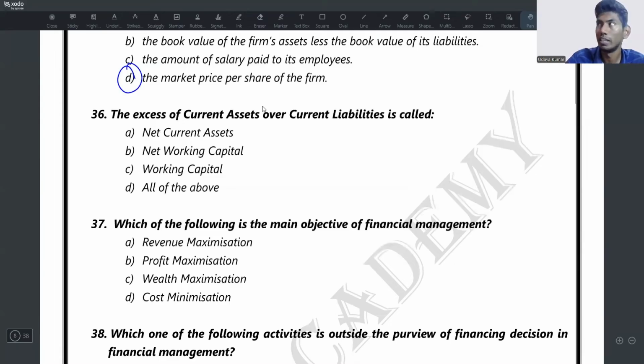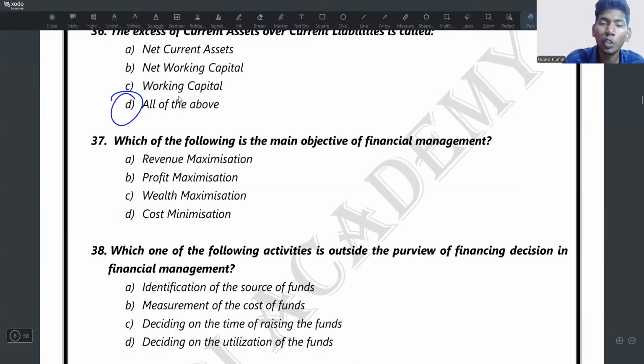What would you say? Net current assets? Or should it be net working capital? Or working capital, all of them? Yes, it's absolutely all of them. Clear? So moving to question number 37. Which of the following is the main objective of financial management? Revenue maximization, profit maximization, wealth maximization, cost minimization. Which is the right option? Absolutely, we know that it is profit maximization or wealth maximization, right?